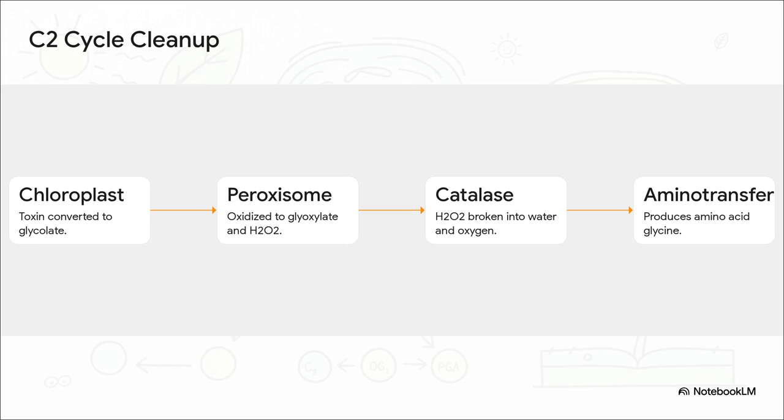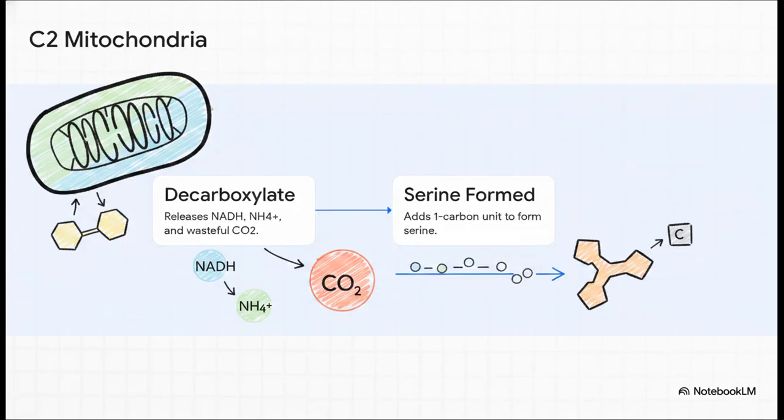After that, glutamate glyoxylate aminotransferase converts the glyoxylate into the amino acid glycine. Now let's move over to the mitochondria and see how this builds into an actual energy drain. The glycine enters the mitochondria, where an enzyme called glycine decarboxylase takes 2 glycine molecules and oxidatively decarboxylates them. This reaction releases NADH, ammonia, and, crucially, a molecule of CO2.